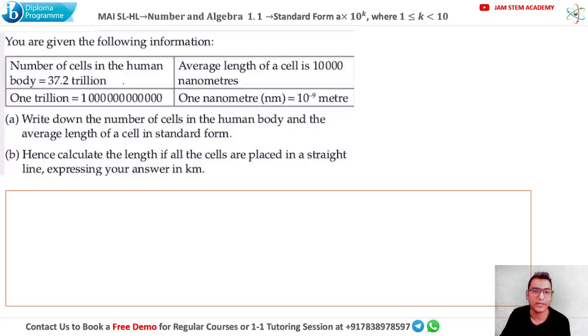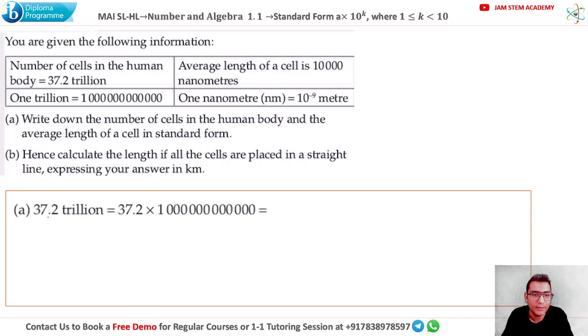So let's find these values. So 37.2 trillion cells are there. So 1 trillion is this much. So if I multiply these two numbers, I will get total number of cells. So let's find it. So 37.2 when multiplied with 1 trillion gives me this much number. But in order to write it in the standard form, first I need to count the number of zeros here. So as you can see, 3, 6, 9, 12.